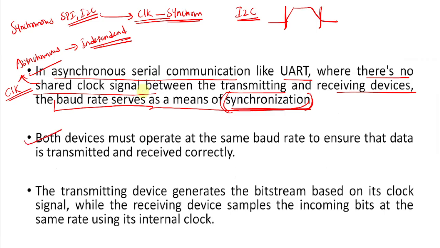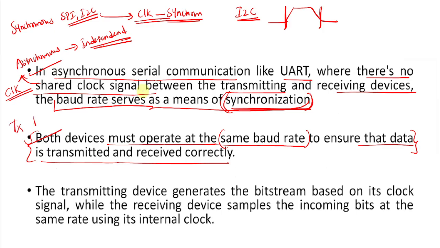So in order to communicate in serial communication, both devices should operate at the same baud rate to ensure that data is transmitted between the transmitting and receiving end correctly. Both the transmitting side and the receiving side should have the same baud rate for synchronization purpose. Baud rate plays a major role.